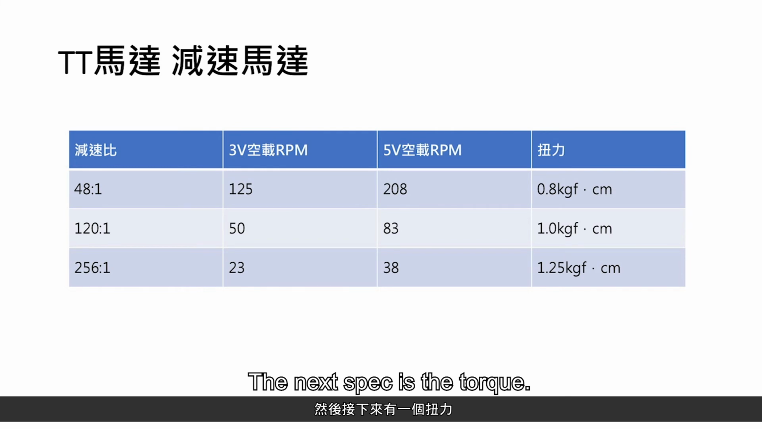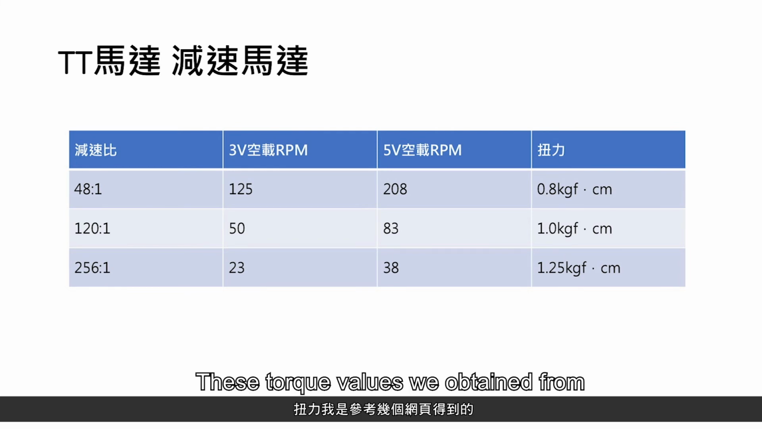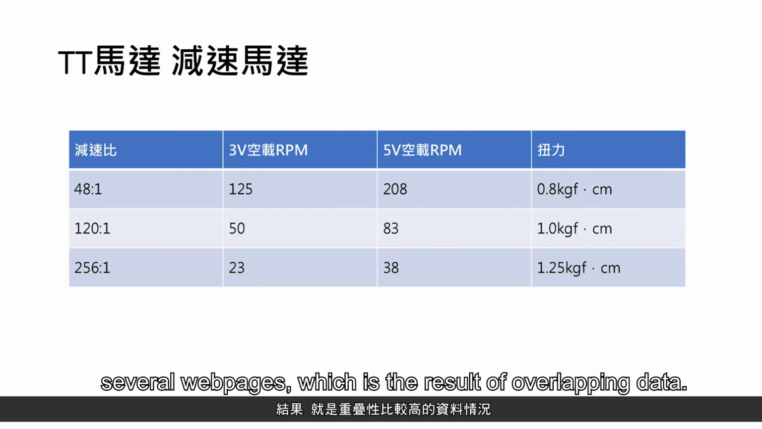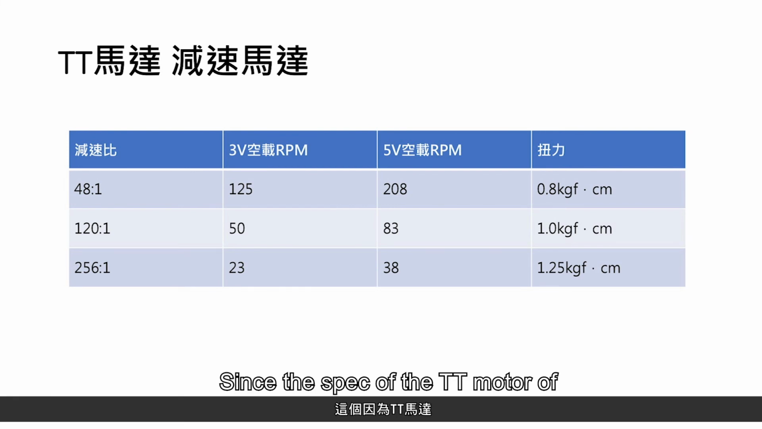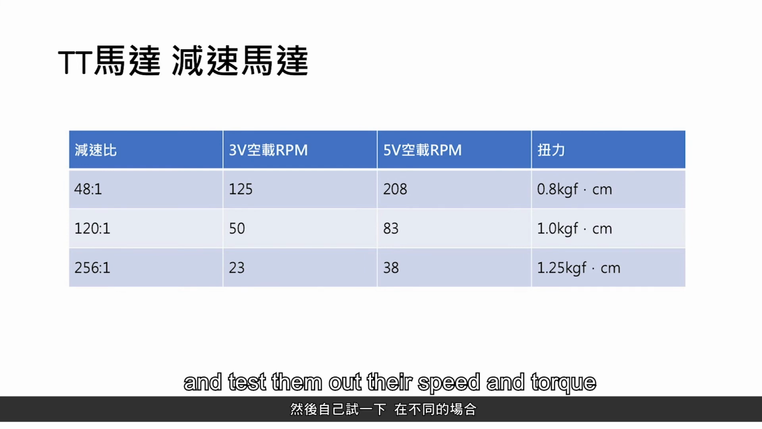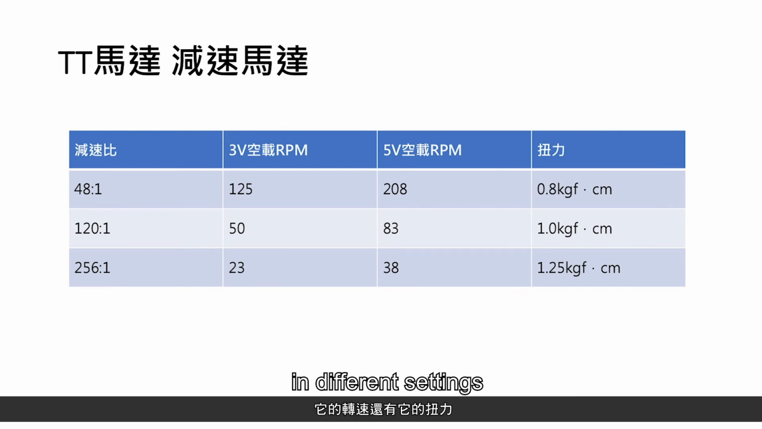The next spec is the torque. These torque values were obtained from several web pages, which is the result of overlapping data. Since the spec of the TT motor of every manufacturer is different, this data is for reference only. You can buy several motors and test out their speed and torque in different settings and see which one meets our needs, then buy more of the motor with the same spec. This is a more appropriate method.